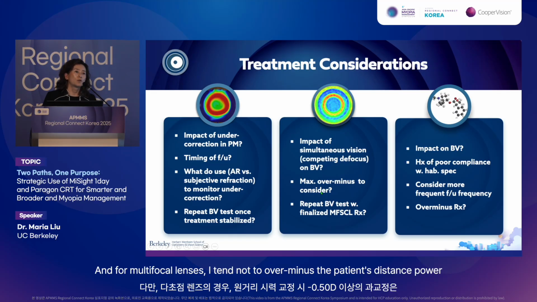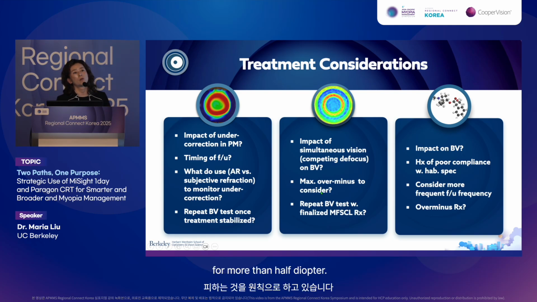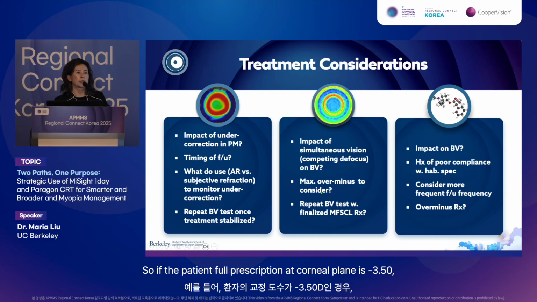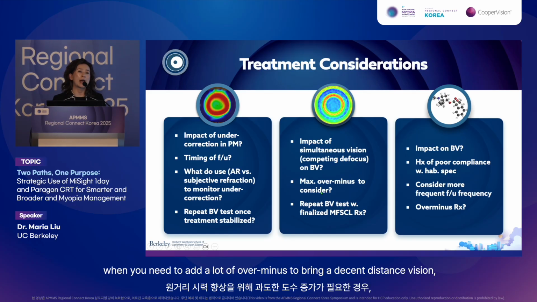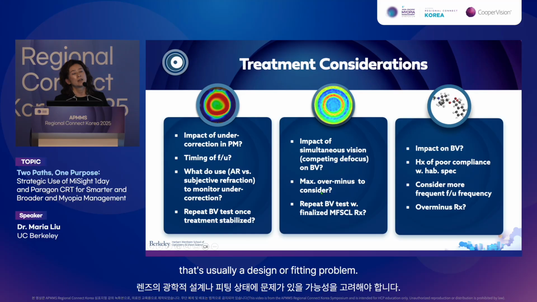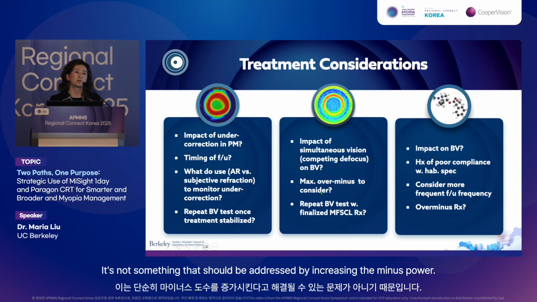And for multifocal lenses, I tend not to over-minus the patient's distance power by more than half a diopter. So if the patient's full prescription at the corneal plane is minus 3.50, the maximum power I give in the multifocal lenses is minus 4, and we're going to come back in a little bit to explain why. When you need to add a lot of over-minus to bring a decent distance vision, that's usually a design or fitting problem. It's not something that should be addressed by increasing the minus power.